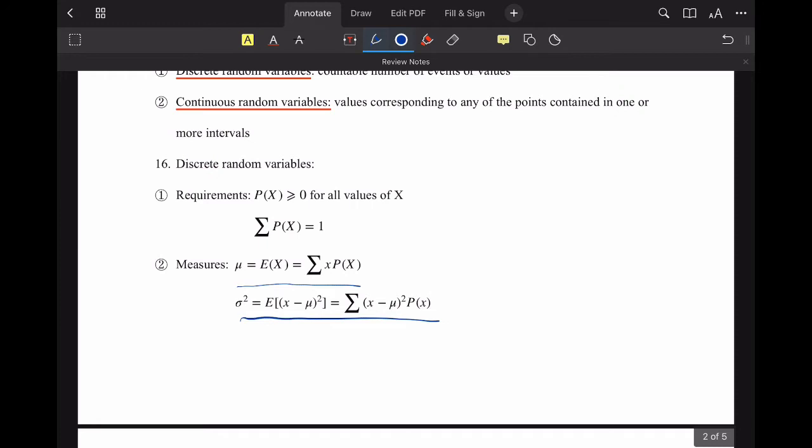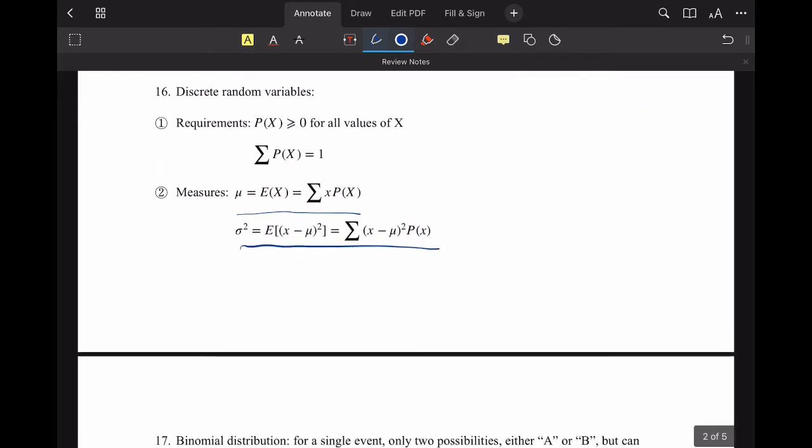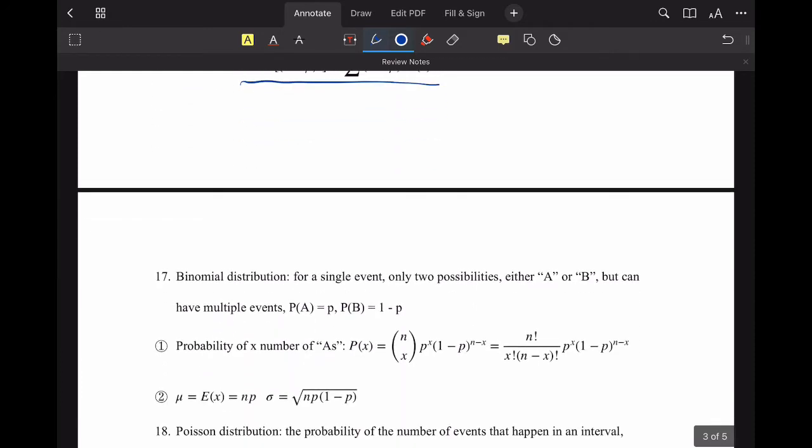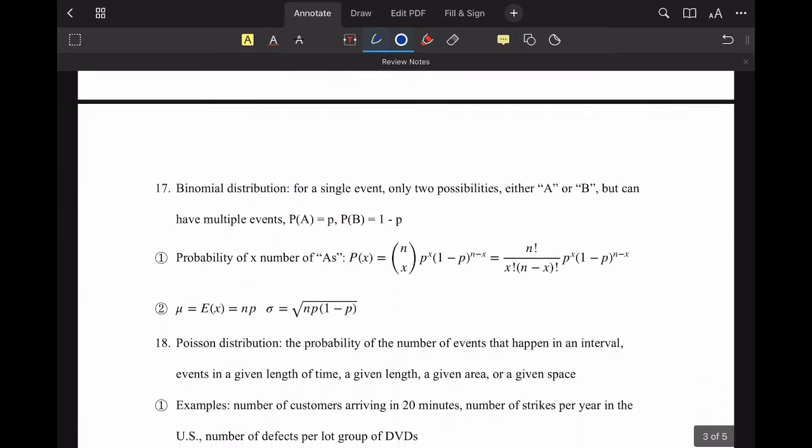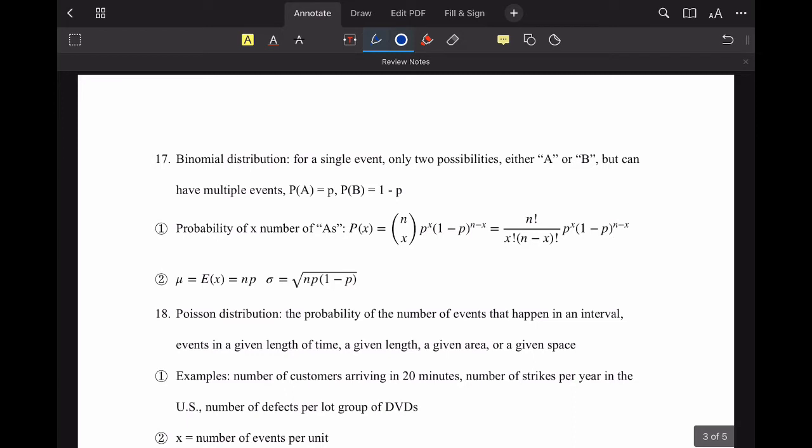However, when we are dealing with a specific type of discrete random variable, it is more useful to memorize the formula that's specific to that type. Of course, you can use the general formula, but it's less efficient. So let's move on. The first type of discrete random variable is binomial distribution.